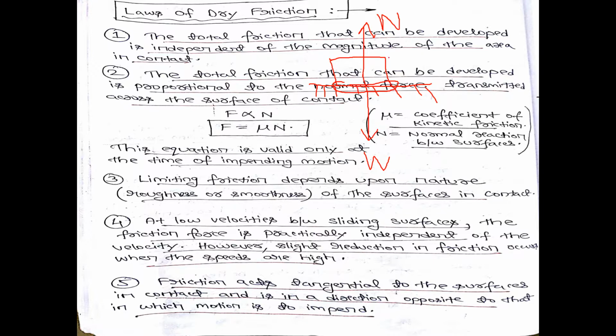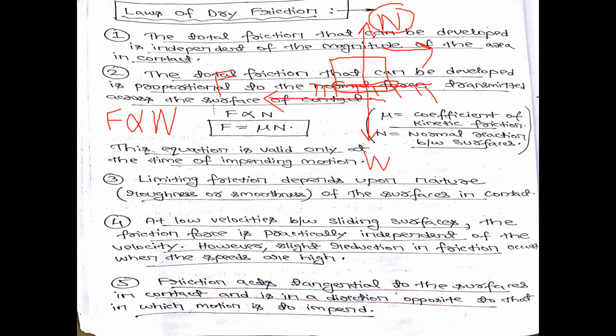If I assume that this body is moving in this direction, then I know that the frictional force always acts in the opposite direction to that of the direction of motion of the body. Then the frictional force will act at the point of contact of this body and the rough surface in this direction. This is your frictional force, capital F. According to the second law, this frictional force F is directly proportional to the normal reaction which the rough surface exerts on the body.